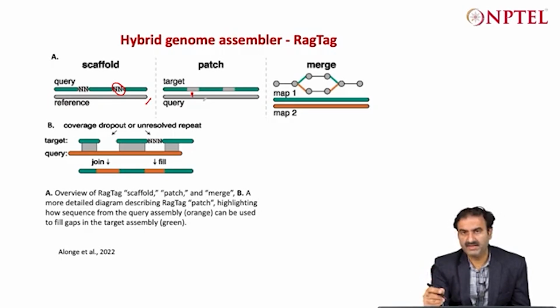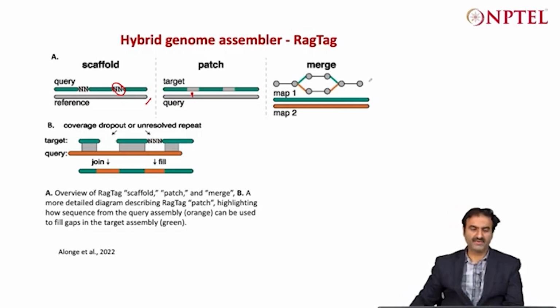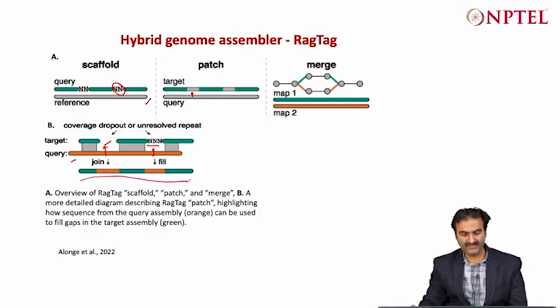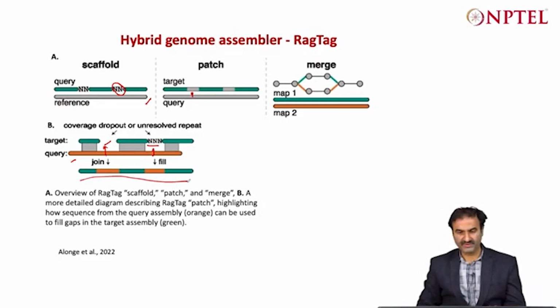And then it also tries to merge the two, to complete or merge the assemblies to make it more contiguous. For example, here you can see that there were gaps, there were unknown base pairs. It used the information from the query to fill up these parts and made the merged or overlapped assembly, right. So this is also a common method.